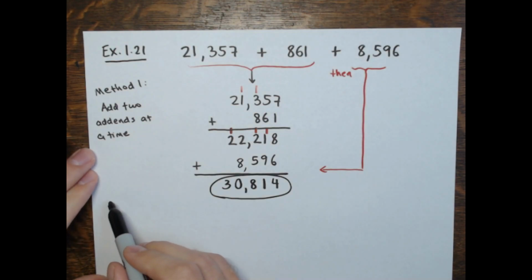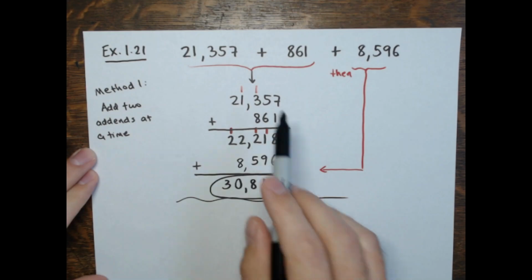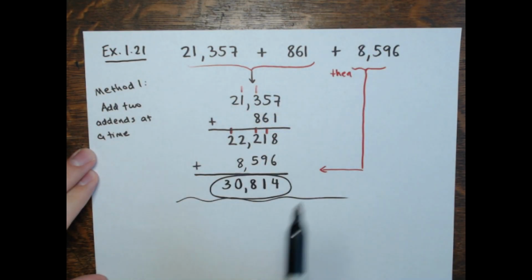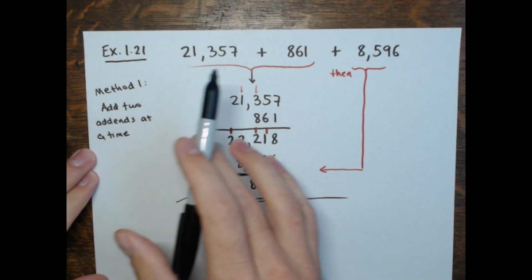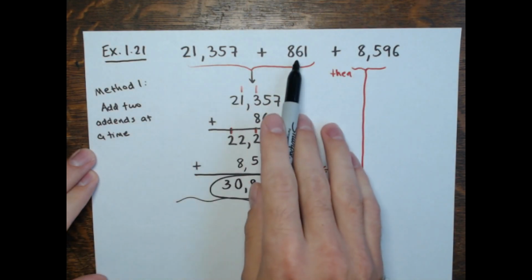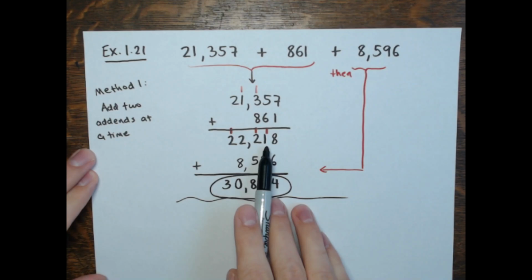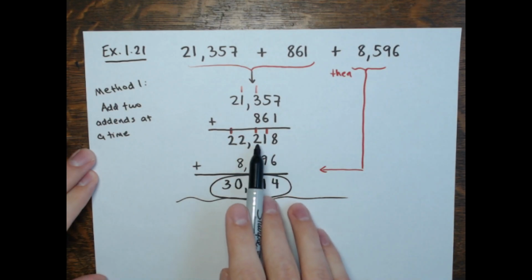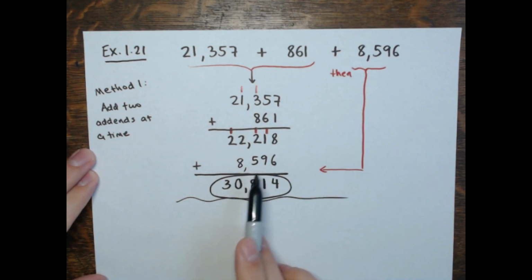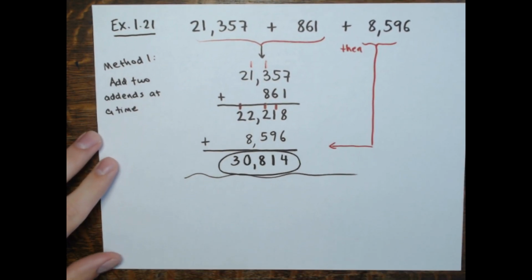All right. Now, that's one way to do it. Go 2 at a time from left to right as you add. Add the first 2, gives me that. And then take that 22,218, add the next addend, which we just did, got 30,814.